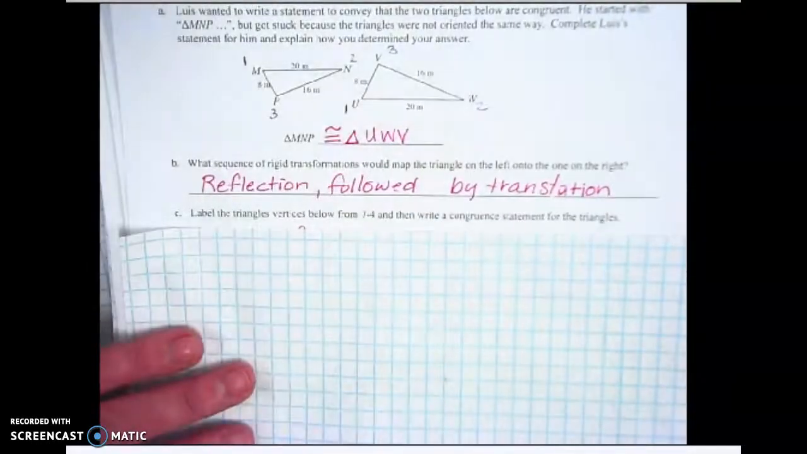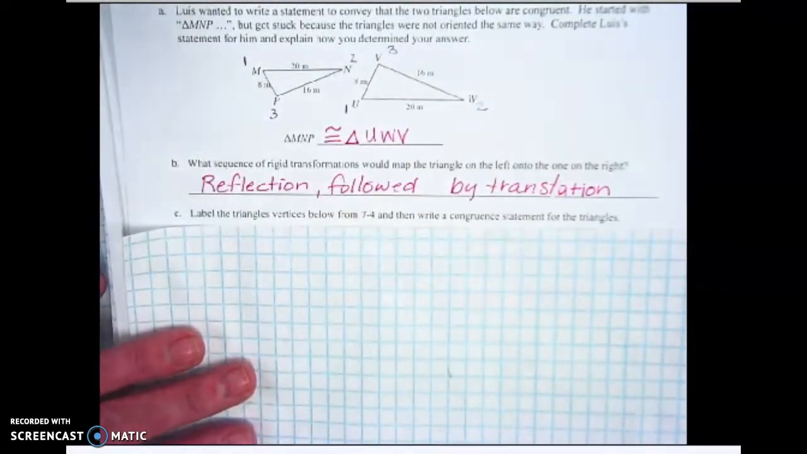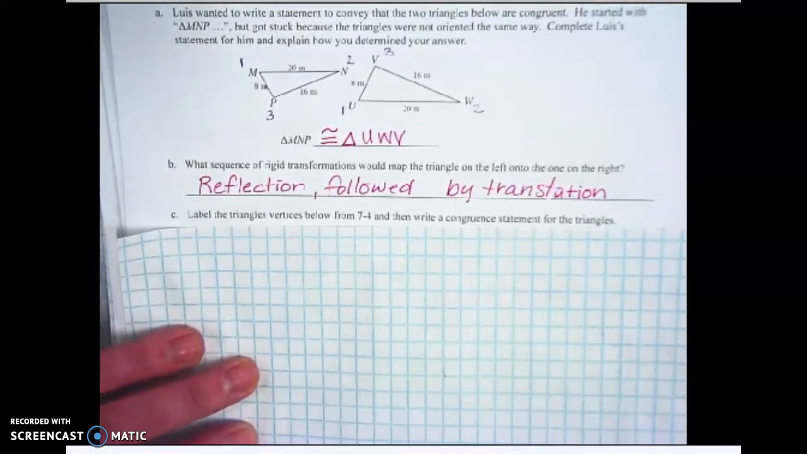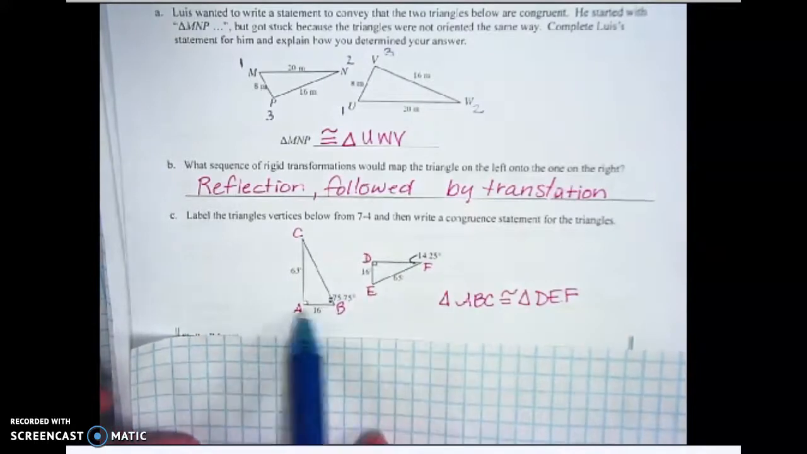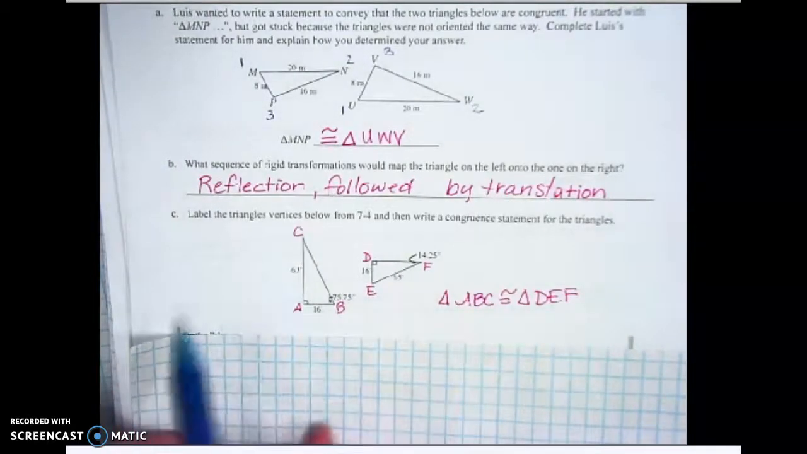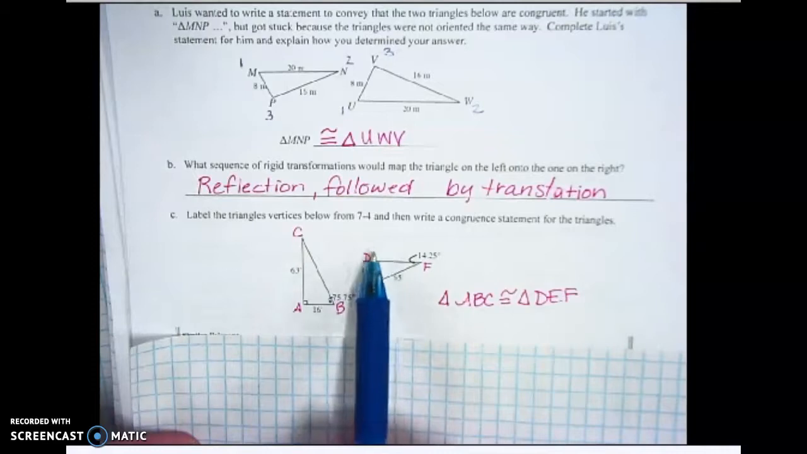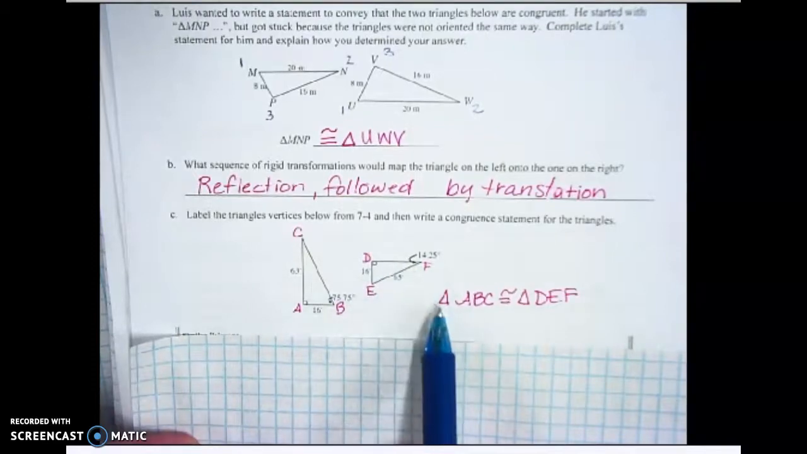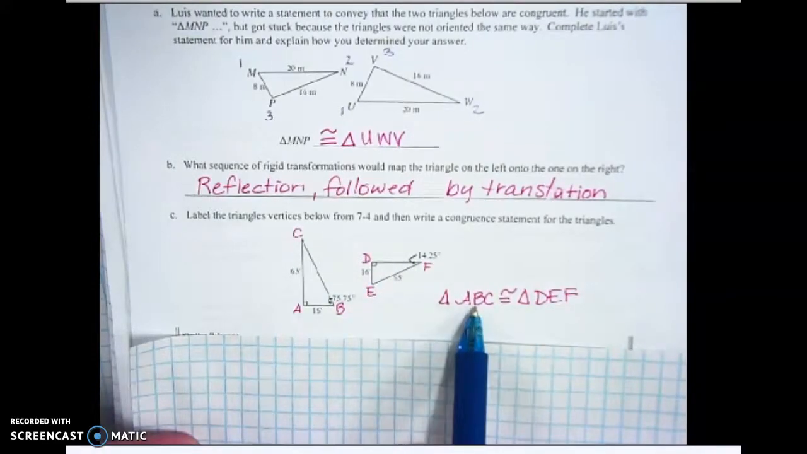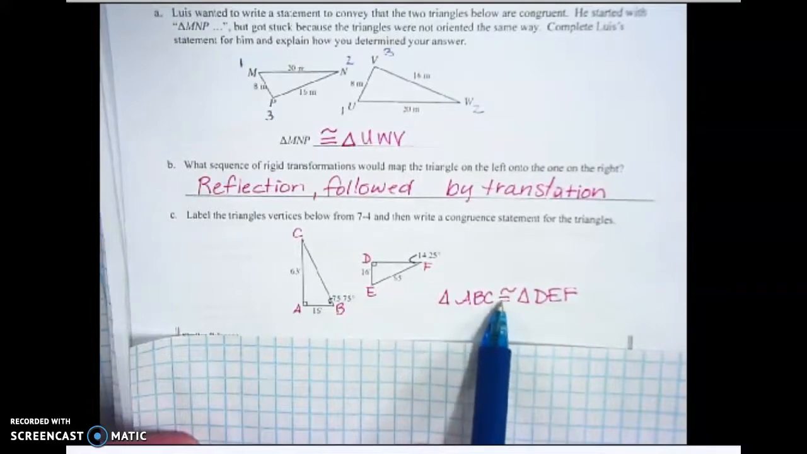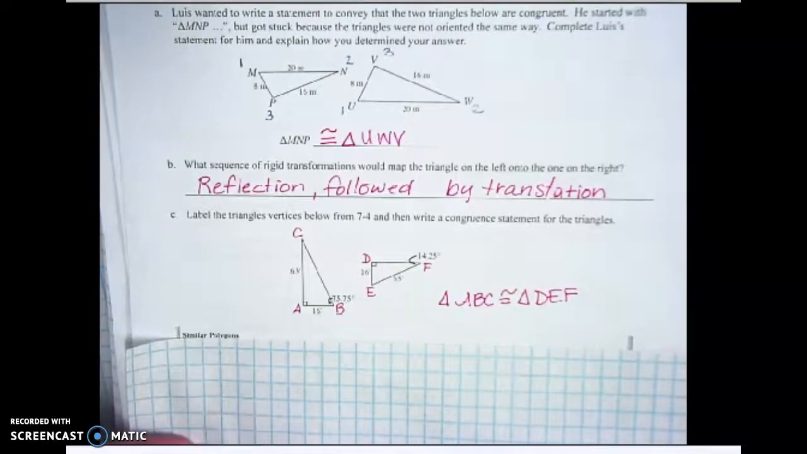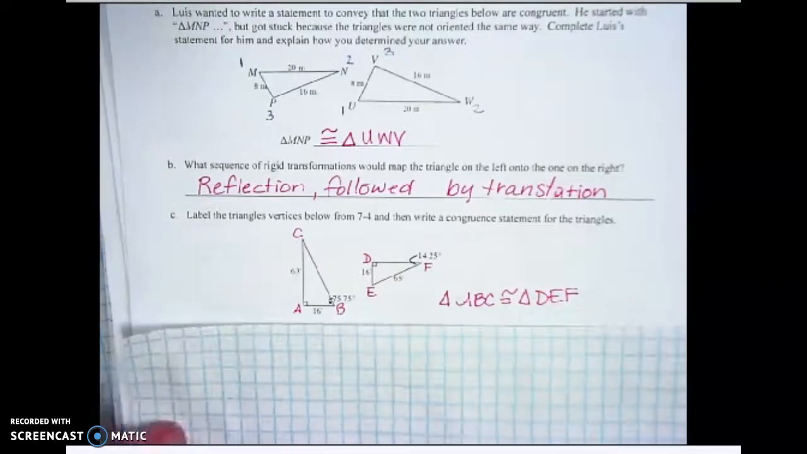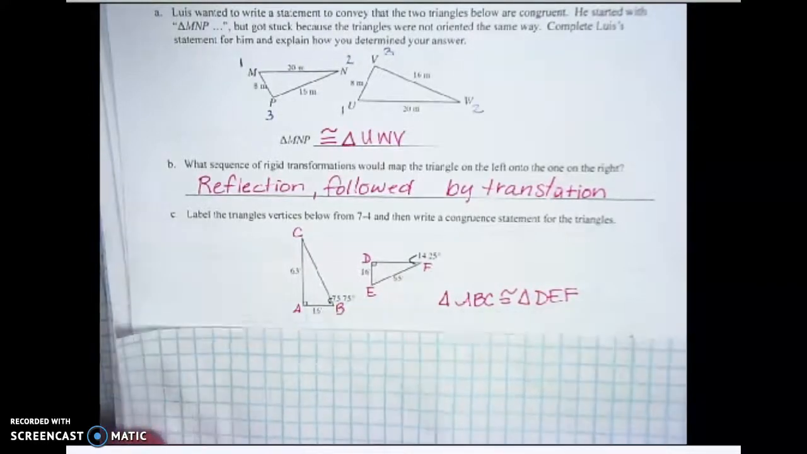All right, part C says label the triangle's vertices below from question 7.4, and then write a congruent statement for the triangles. So I labeled them A, B, C, and I labeled them D, E, F. And then I wrote my congruent statement. Triangle ABC is congruent to triangle DEF. Mostly because they didn't tell me what to label them. All right. Finish copying that down.